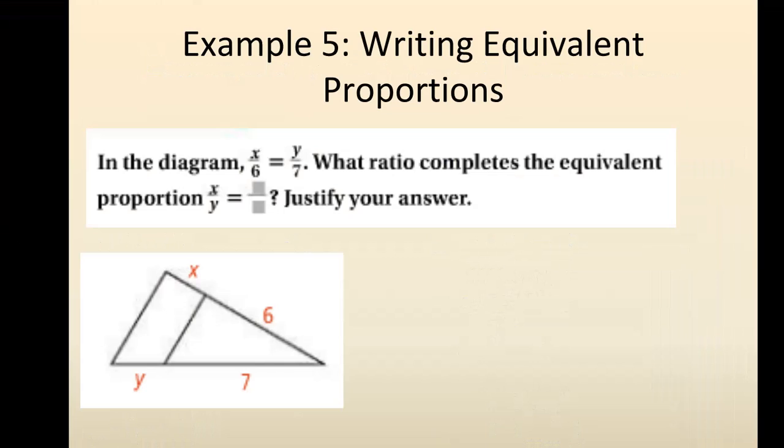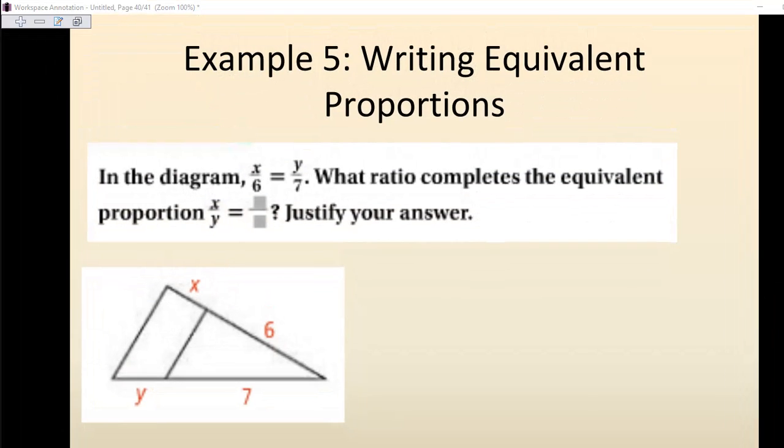All right, so let's take a look at this example here, writing equivalent proportions. X over 6 is equal to y over 7. So what ratio completes the equivalent proportion of x over y? So if you look here, x over 6 equals y over 7. Well, if we rewrite this as x over y equals blank over blank, what has happened here? Well, the x is in the same position, but where the 6 was down here, we've got to figure out where it's going to go next. And the y has come down here.